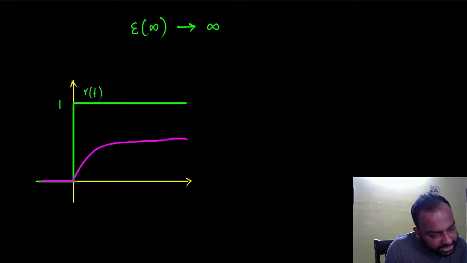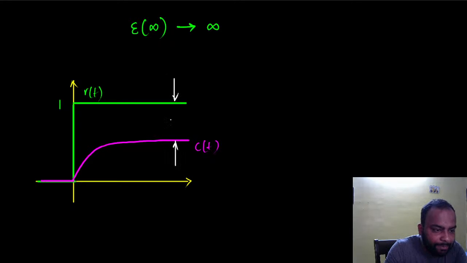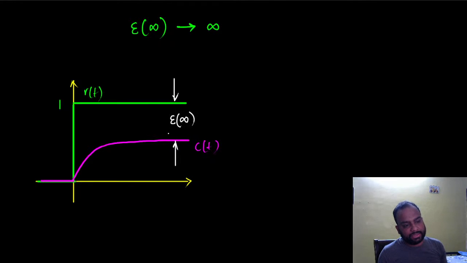Even after the system reaches a steady state, this system has already reached a steady state, and this is the output here. There is going to be an error. So this difference, this gap is the error. When the system has reached a steady state, this gap will remain between what I want and what I have. Okay, so this is the output. C(t) is the output of the closed loop system. R(t) is the input to the closed loop system.